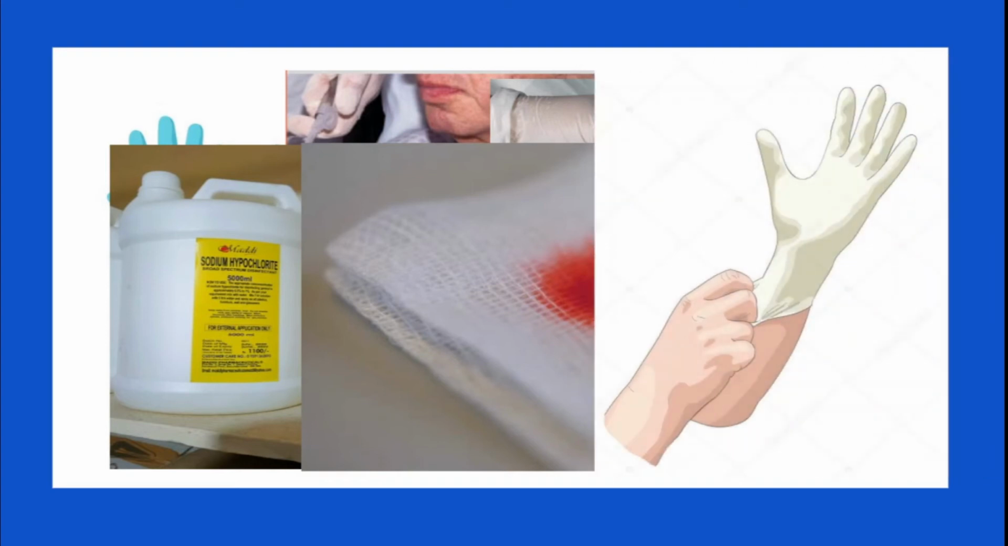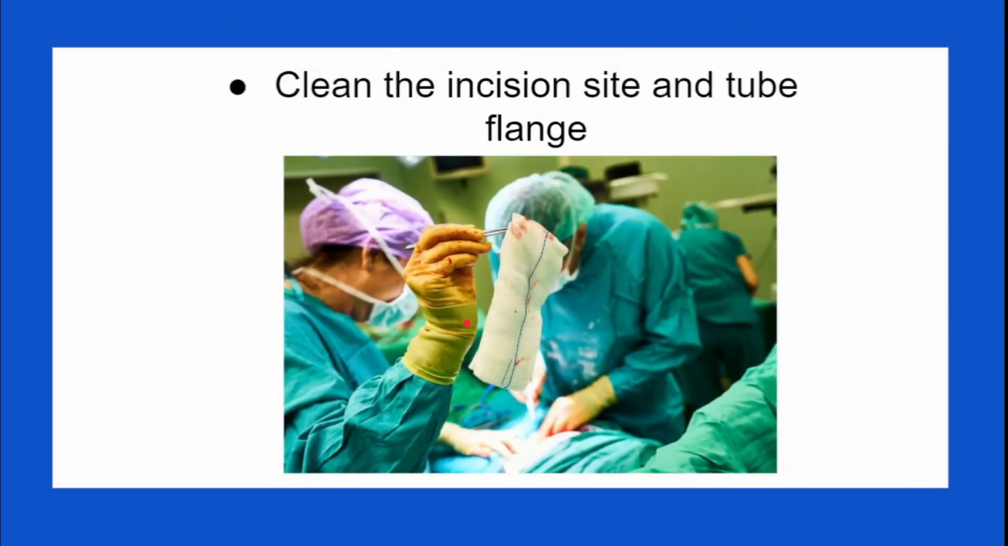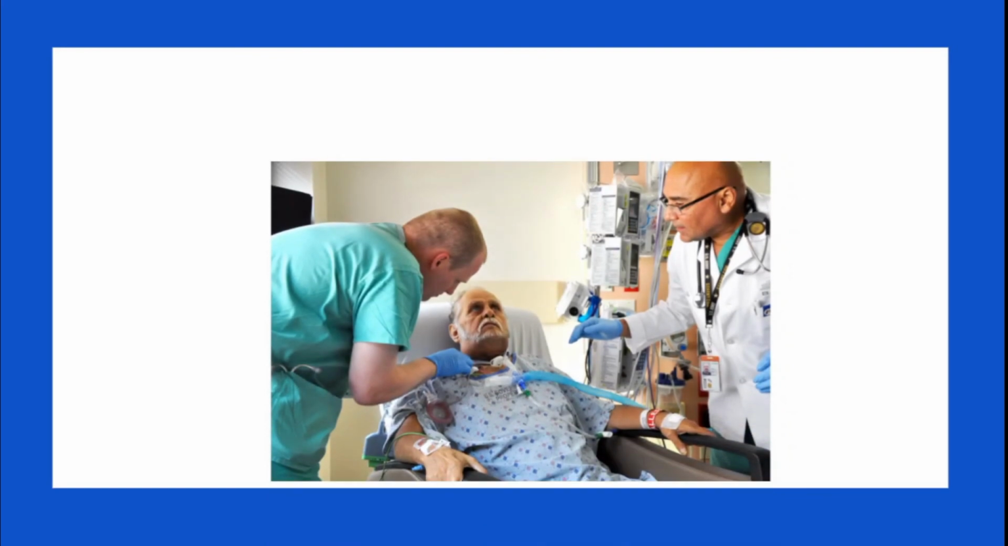Then you have to put on sterile gloves. After putting on sterile gloves, you have to clean the inner cannula and you have to secure it. So this is the inner cannula of the tracheostomy tube. Then you have to clean the incision site and the tube flange. You have to use sterile applicators or gauze dressings moistened with normal saline. Clean the incision site. You have to use each applicator only once.